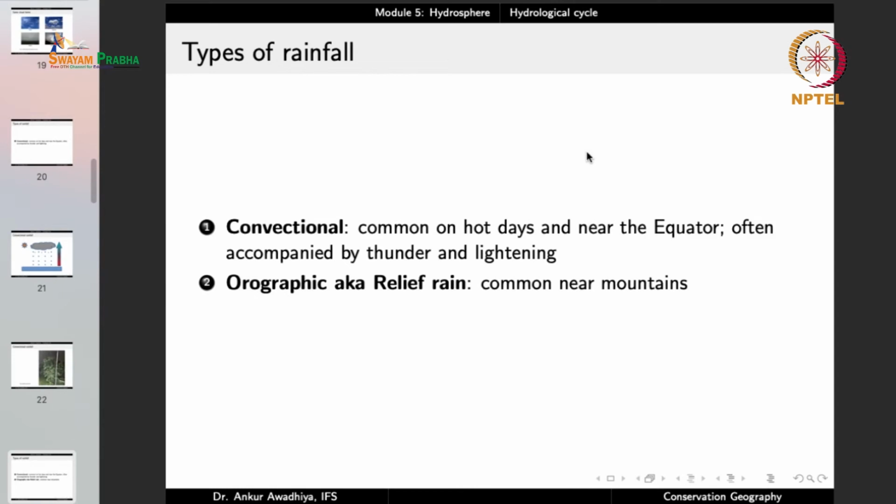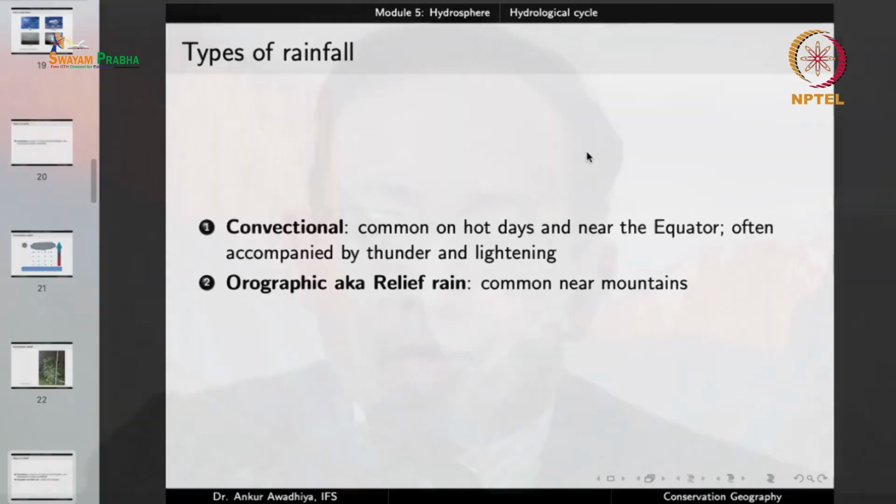Another rainfall is the orographic rainfall or the relief rainfall. Now we had observed this term orogenesis, which means mountain building. Oros is mountain. So orographic rainfall is that rainfall that has got to do something with the mountains or something with the relief.